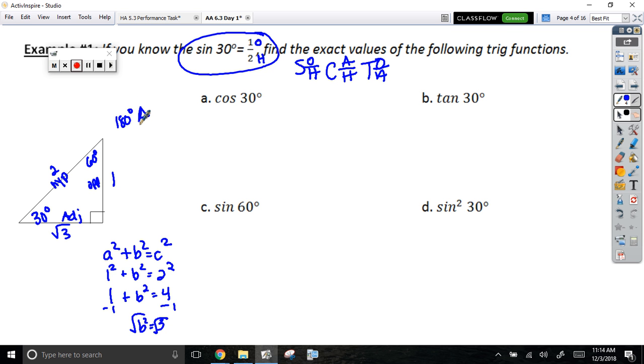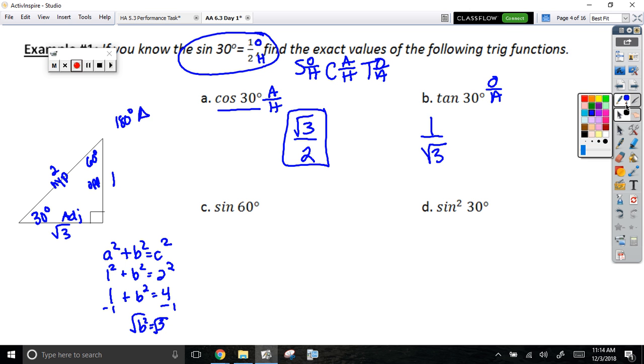All right, so then they ask us for the cosine of 30, which will be adjacent over hypotenuse based on the 30. So adjacent, square root of 3, hypotenuse 2. Tangent of 30, which will be opposite over adjacent. So 1 over square root of 3. Can I leave that as my answer? No, you're right, I need to rationalize. So we'll get square root of 3 over 3.